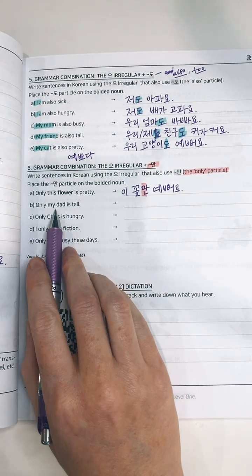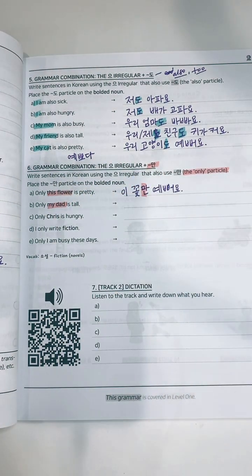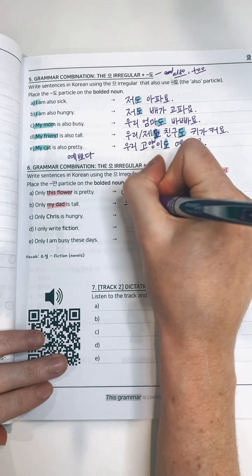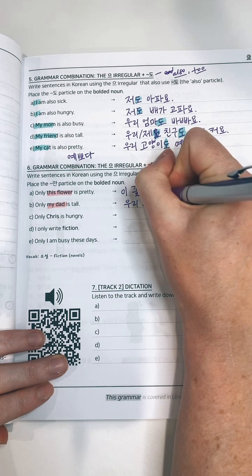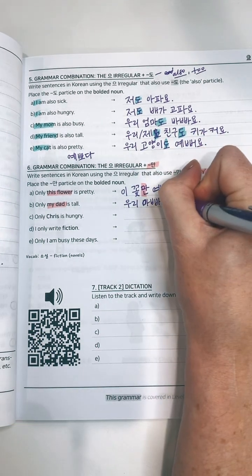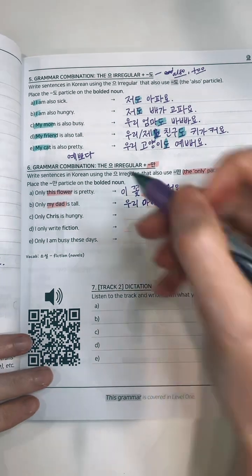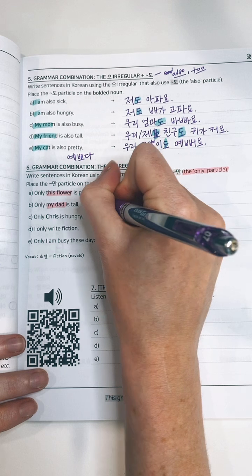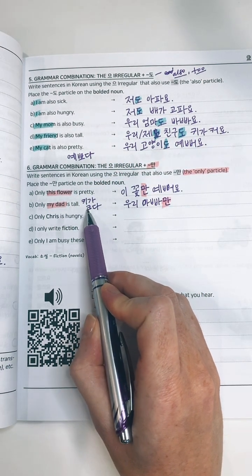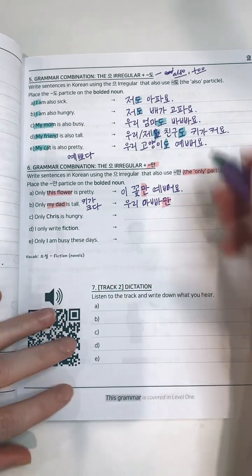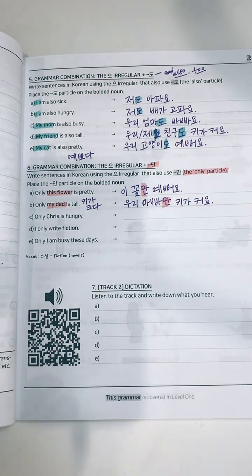B. Only my dad is tall. My dad is 우리 and then 아빠. 아빠 is dad. To say only my dad, you attach 만 to the end. 우리 아빠만. To be tall is 키가 크다. Now because this verb is only one syllable long, we don't have a second to last syllable to look at, so it always becomes 커요. 키가 커요.